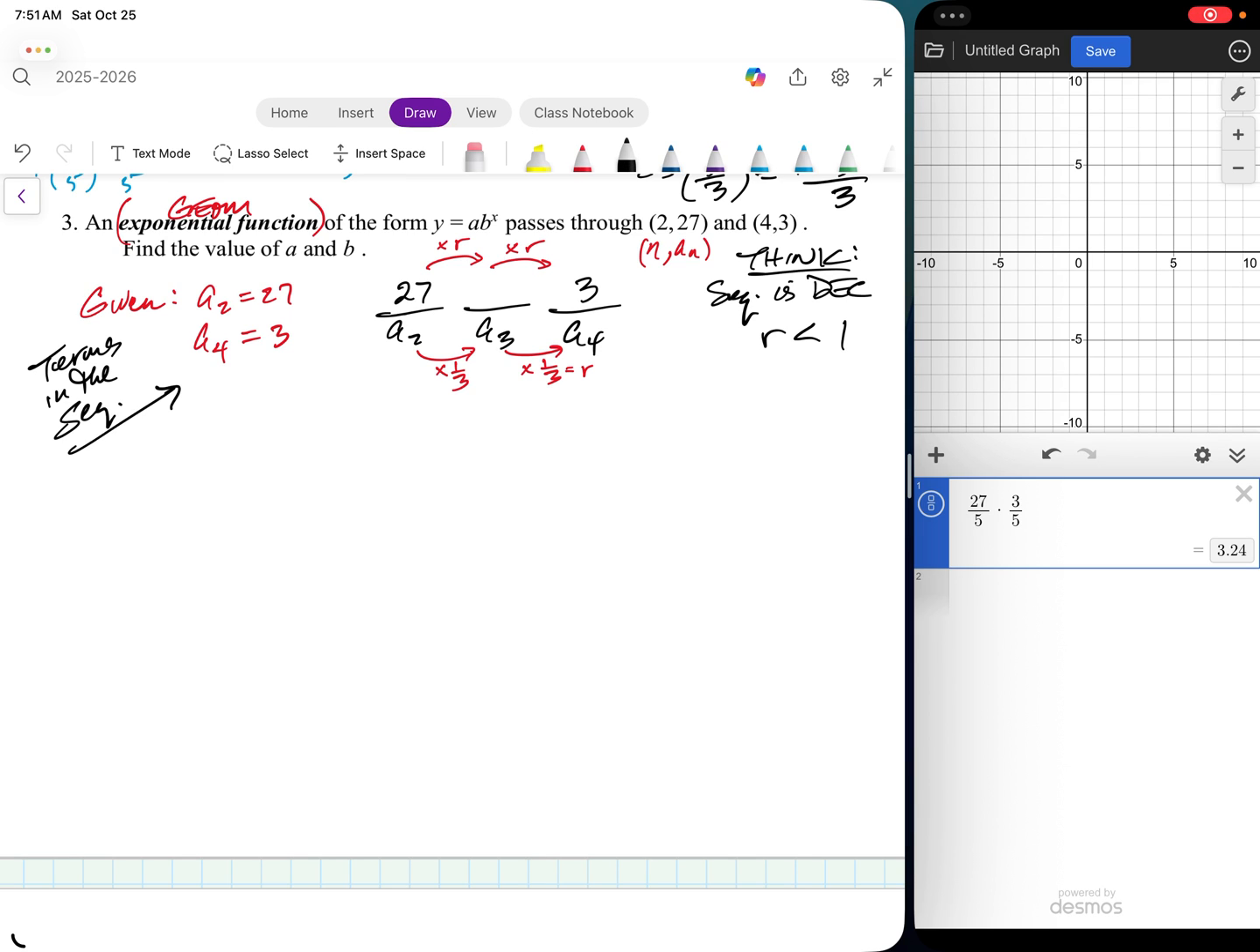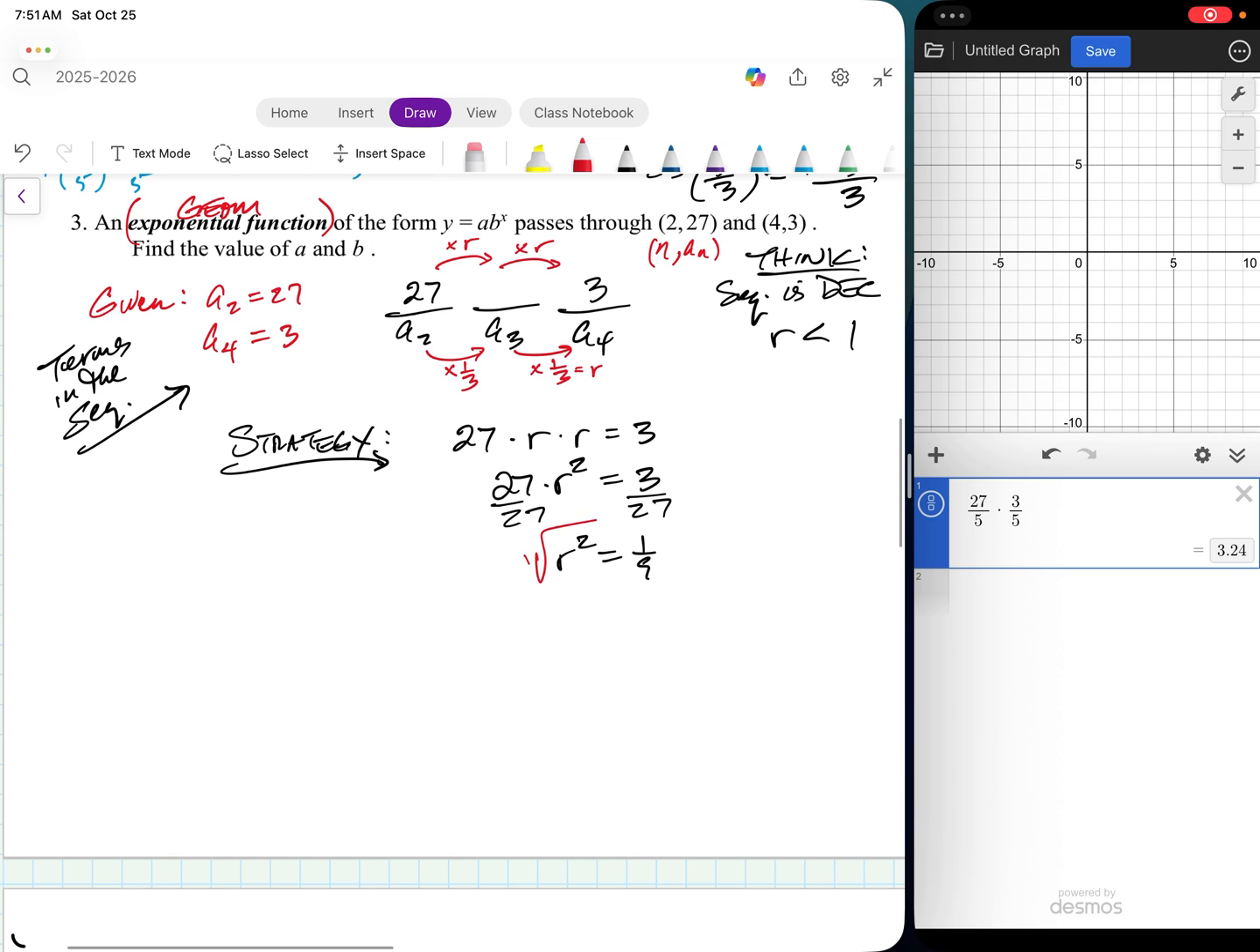So let's talk about strategy here, because most of the time it's not simple. So 27 times r times r has to be equal to 3. That gives you 27 times r squared equals 3, right? Then you divide by 27, simplify, and you get r squared equals 1/9. And then, of course, you square root this puppy, and you get r is equal to 1/3, and this is called a common ratio.